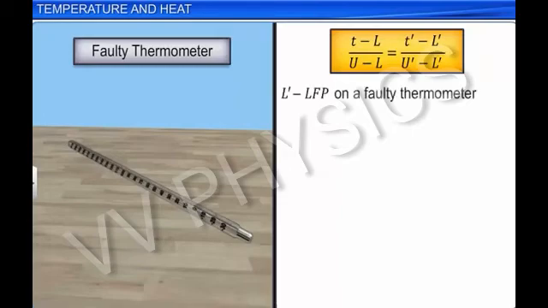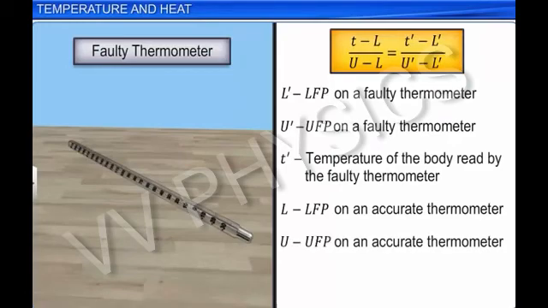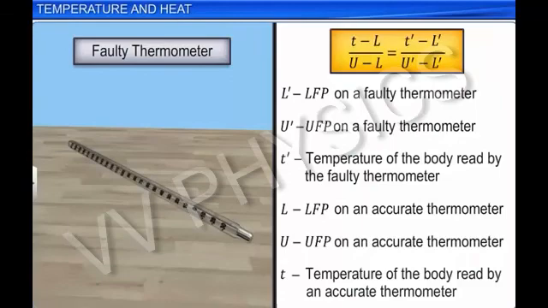If L' is equal to LFP on a faulty thermometer, U' is equal to UFP on a faulty thermometer, T' is equal to the temperature of the body read by the faulty thermometer, and L is equal to LFP on an accurate thermometer, U is equal to UFP on an accurate thermometer, T is equal to the temperature of the body read by an accurate thermometer, then the correct temperature of the body is found using the expression.